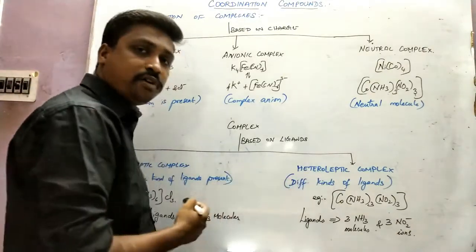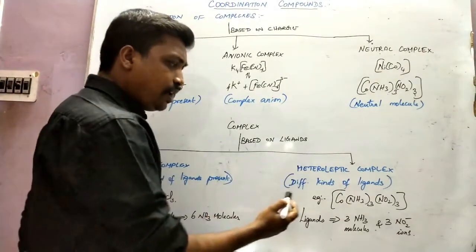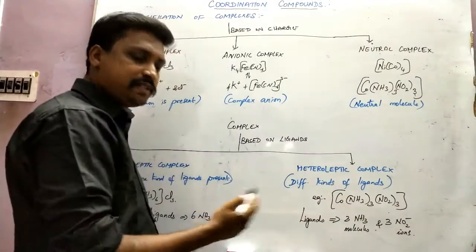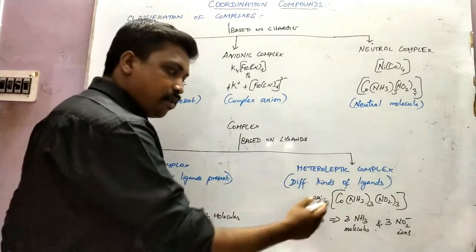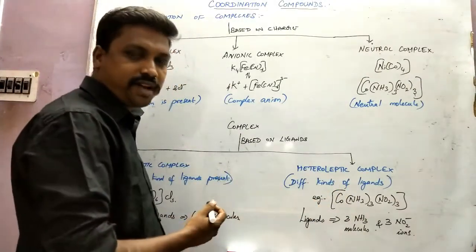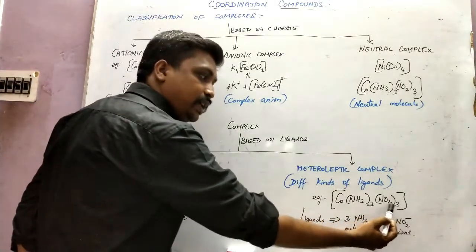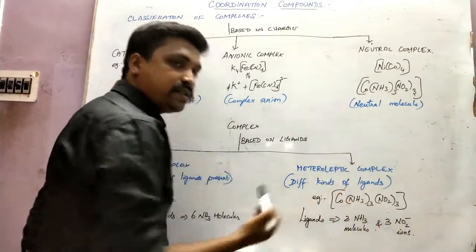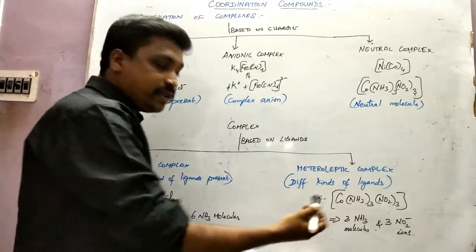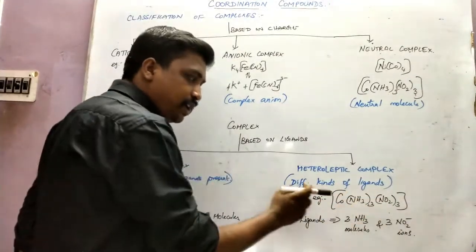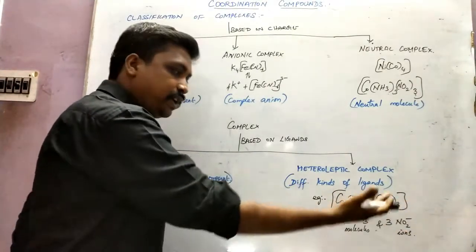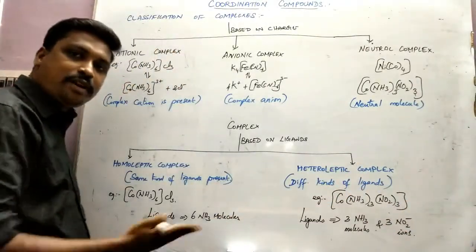What is a heteroleptic complex? Here there must be different kinds of ligands present. Consider this example. In this complex, six ligands are present in total. Three ligands are ammonia molecules, and another three ligands are NO2 minus ions. So it consists of two kinds of ligands. Hence it is called a heteroleptic complex, right?